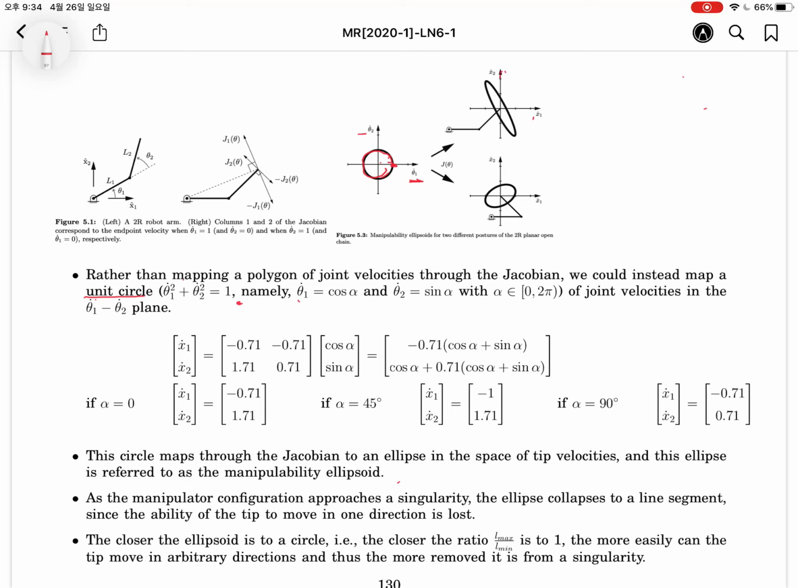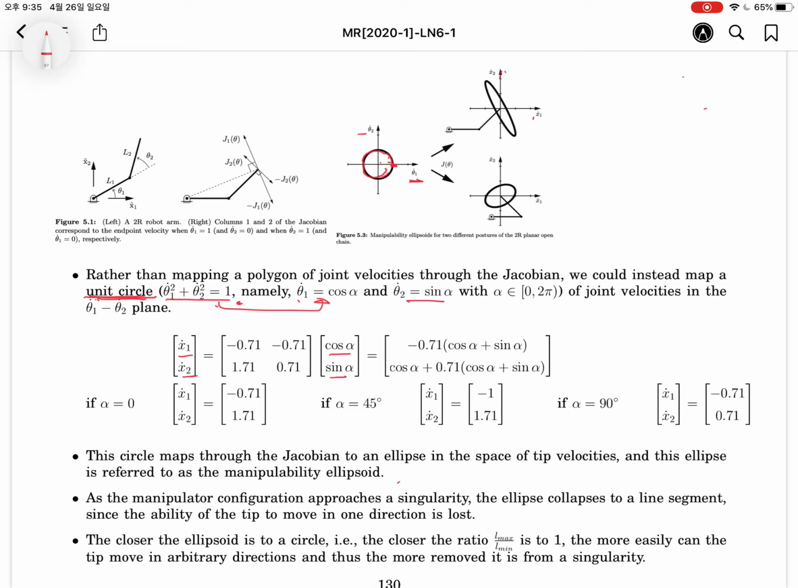So this unit circle will be applied to the Jacobian to obtain the limitation, in order to obtain the concept of a shape change of a circle. The unit circle is x1 dot square plus x2 dot square equals 1. In this case, we can replace them with cosine alpha and sine alpha. The cosine alpha and sine alpha will be applied to the Jacobian. At that time, x1 dot and x2 dot are obtained.